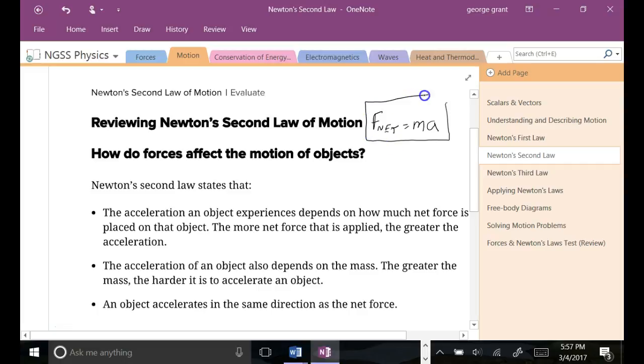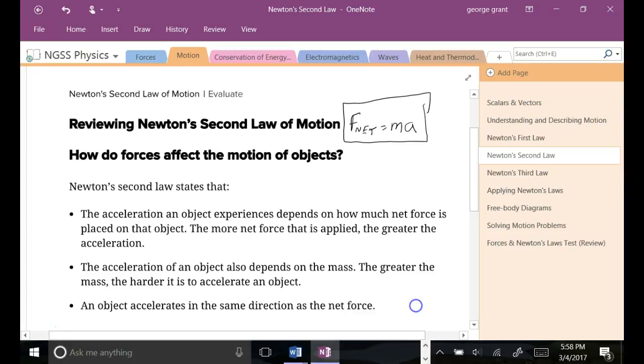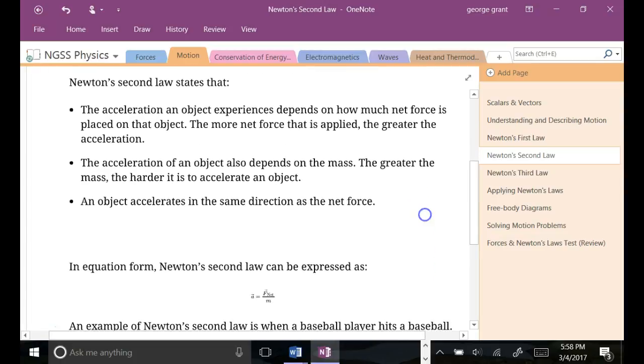Okay, so that is the second law. So net force and mass are directly proportional. Net force and acceleration are directly proportional. Mass and acceleration are inversely proportional. We'll touch upon that again in a second. So Newton's second law states that the acceleration an object experiences depends on how much net force is placed on that object. The more net force is applied, the greater the acceleration.